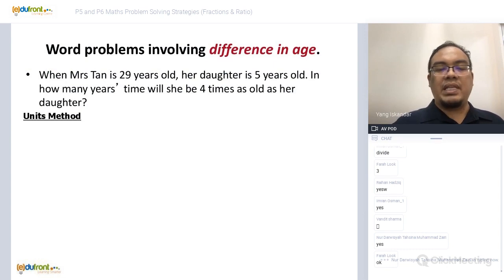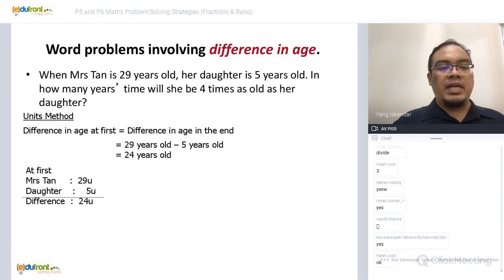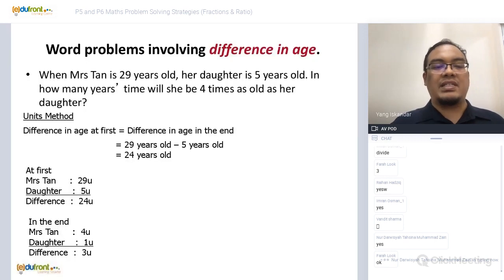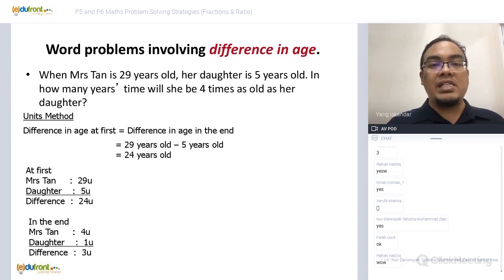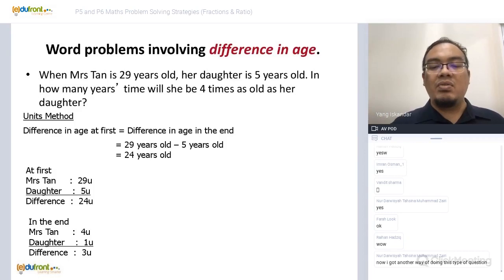Okay, what about the unit method? Now, how do we use the unit method in this question? Okay, so Mrs. Tan is 29 units, daughter is 5 units, the difference is 24 units. In the end, Mrs. Tan 4 units, daughter 1 unit. So you can see the difference, right? The difference is 24 in the beginning. In the end, the difference is 3. Remember, the strategy constant difference, we need to make the difference the same by finding the lowest common multiple of the difference.